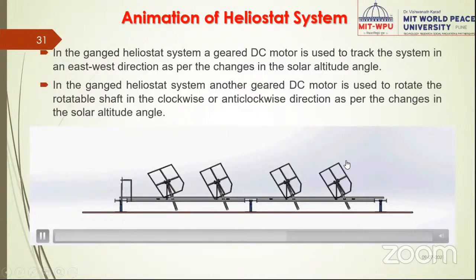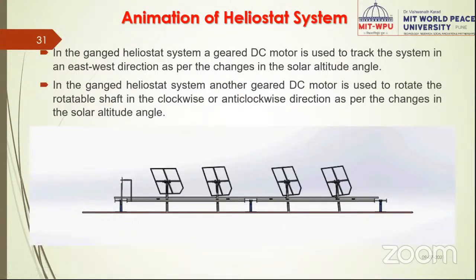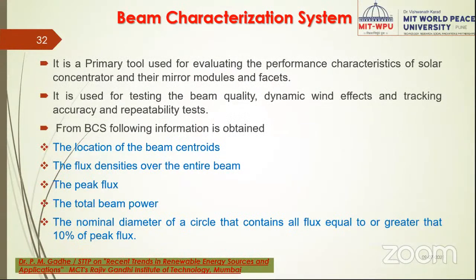So this is the gang type of heliostat system that we have fabricated, and we have done the tracking. We made a prototype for this. Initially we did the tracking, then finalized the tracking. When we got perfect tracking, then we did the experimentation. For experimentation, we have used the beam characterization system.